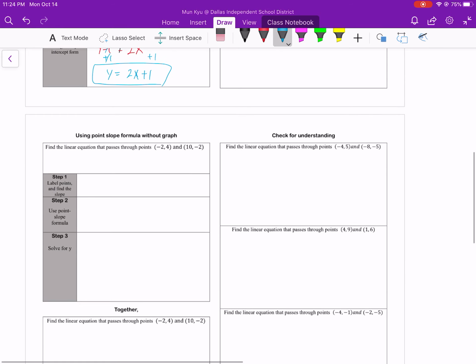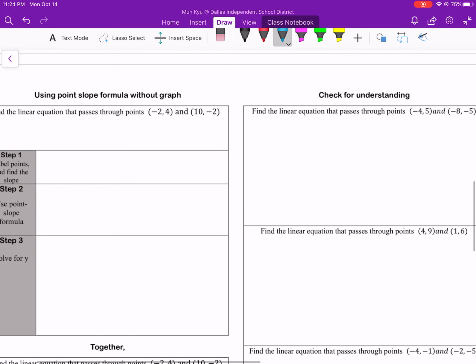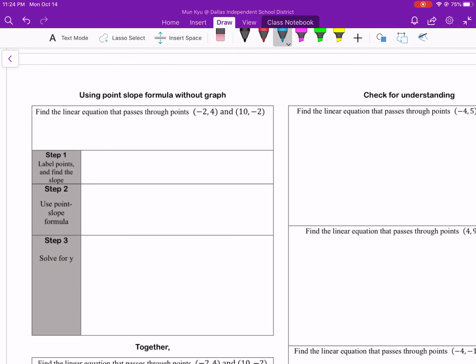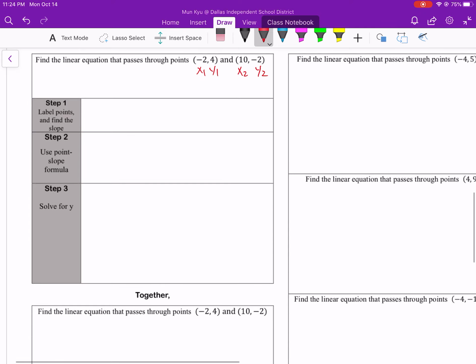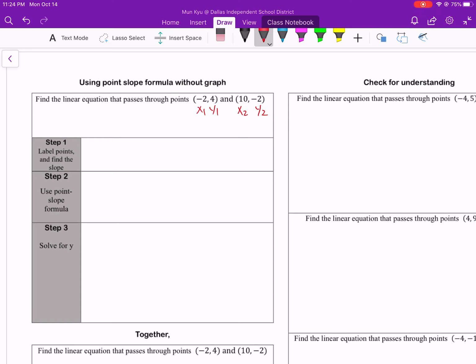Now here, let's see how you can find equations from 2 points. And this one is even easier because you don't have to look at the graph, the points are given for you. So let's label it x1, y1, x2, y2. This time I'm gonna do it a bit faster. Step 1 says label the points and find the slope. So slope is -2 minus 4 over 10 minus -2. At this point, you should know the slope formula, so I'm not going to write it again.